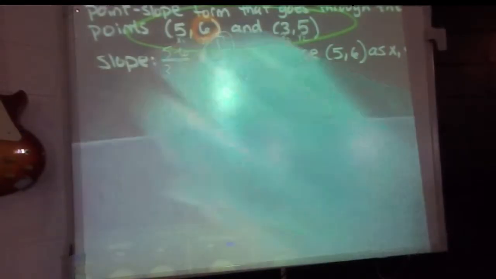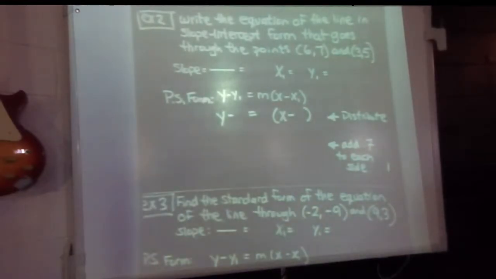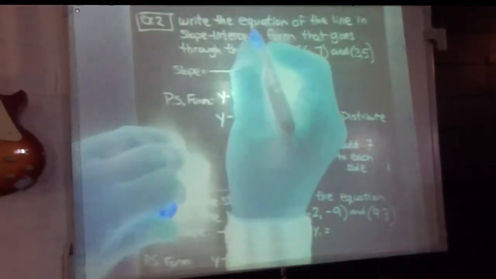Okay, let's look on the back side. We got 2 examples where your final answer is not going to be in point slope form. This first one, I want your final answer in slope intercept form.